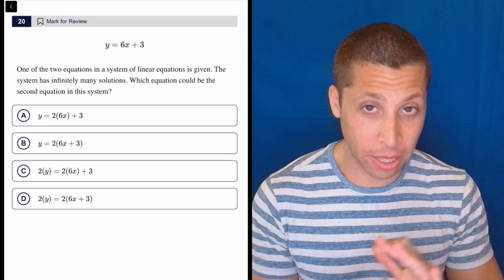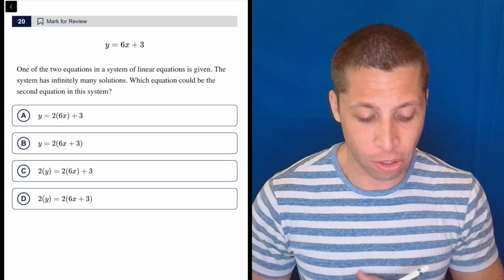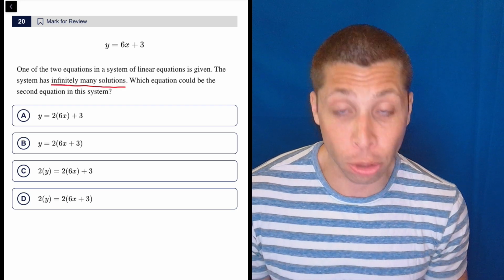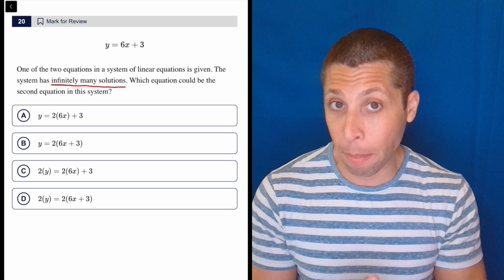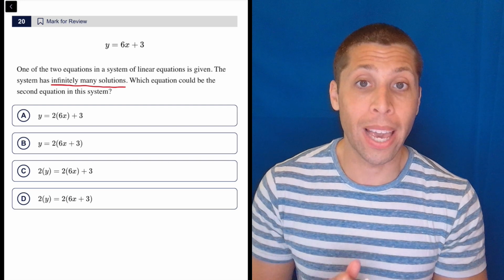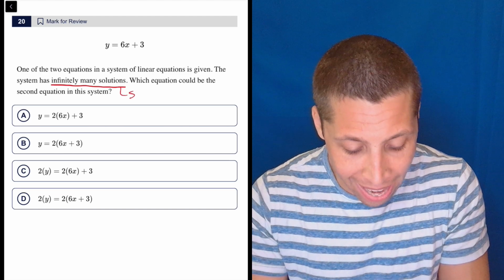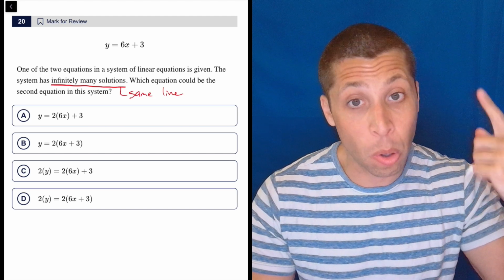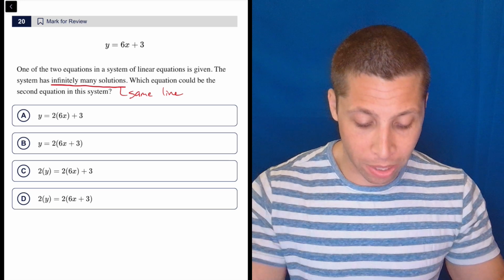Y equals 6x plus 3, that's our equation. One of the two equations in a system of linear equations is given. The system has infinitely many solutions. That's like a phrase that should kind of trigger us. This is a very common topic on the SAT. We need to know what that means. Infinitely many solutions, when we have a linear system, lines, means that they are the exact same line. You need to know that. It has to be memorized, has to be quick, right? So same line. Which equation could be the second equation in this system?